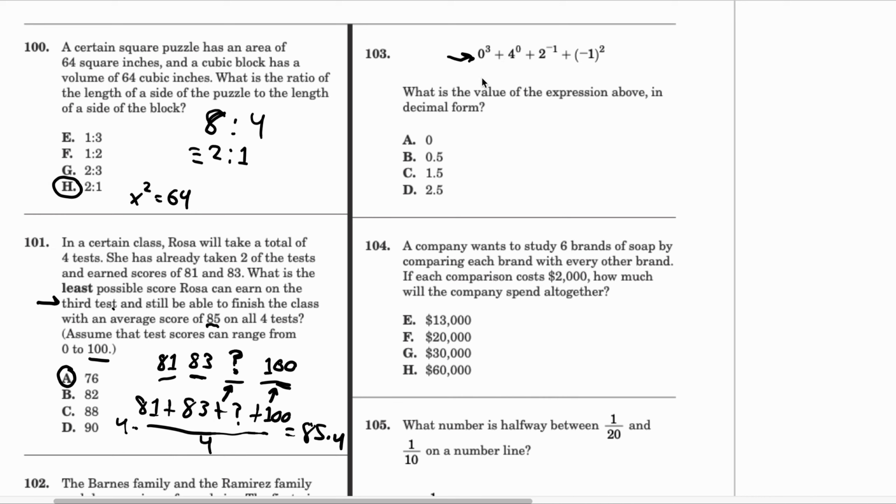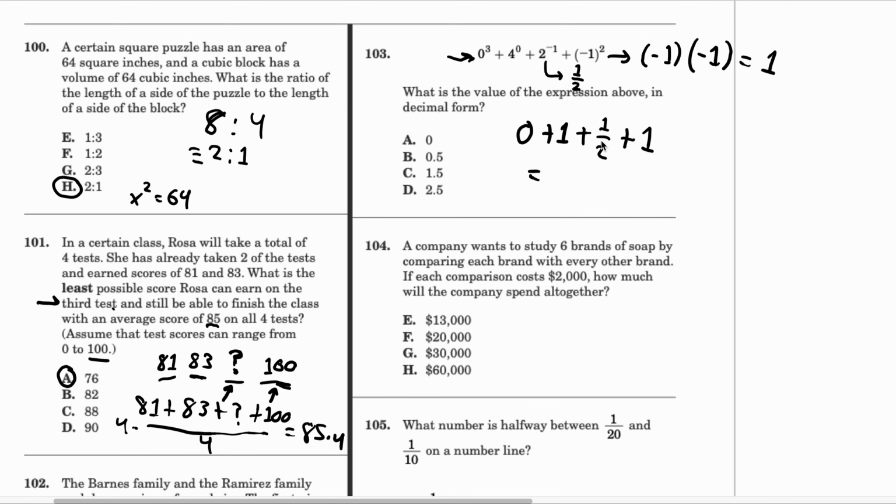So 0 cubed is just 0 times 0 times 0, which is going to be 0. And then plus 4 to the 0. So basically anything or almost anything to the 0th power is just 1. So 4 to the 0 is 1. Now 2 to the negative 1 is just 1/2, right? So we have plus 1/2. And then negative 1 squared, that's going to be negative 1 times negative 1, which is just 1. So finally plus 1. Okay, so now we have a simpler expression, and now we need to add this together.